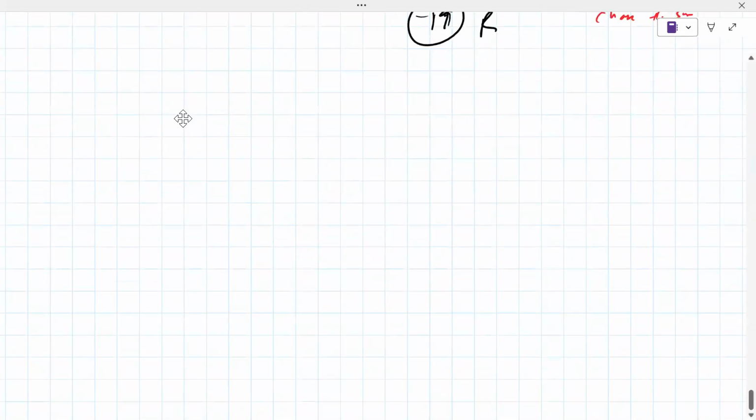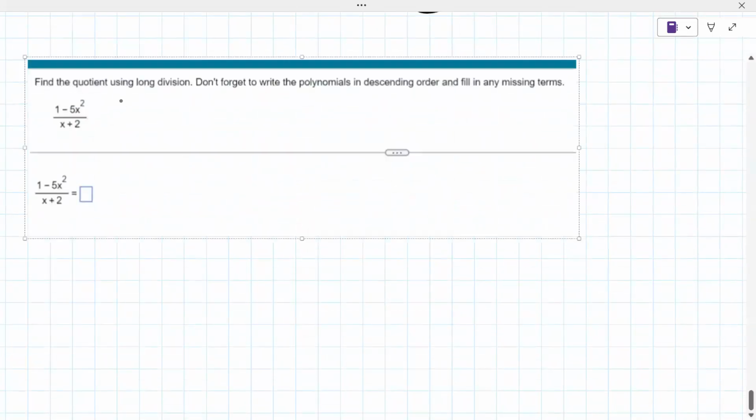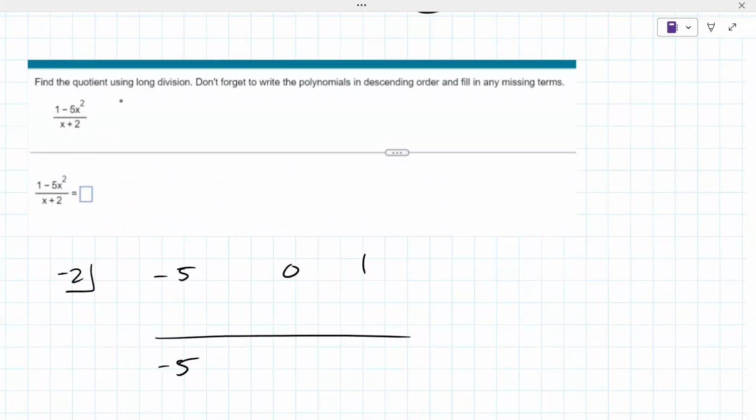Let me just, like I mentioned, we can do synthetic division here and see if that makes any difference. Minus 5, 10, 10, minus 20, and minus 19. It's still minus 5x plus 10. Sometimes they want you to add in the remainder over the divisor. Maybe. So plus minus 19 over x plus 2. Okay.